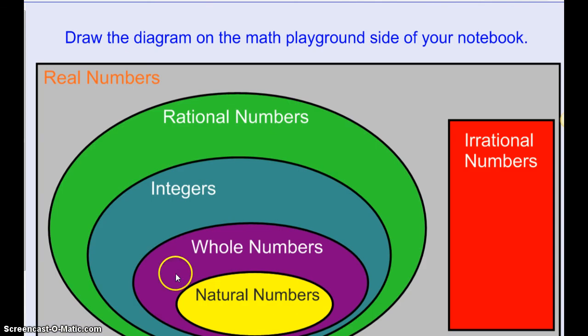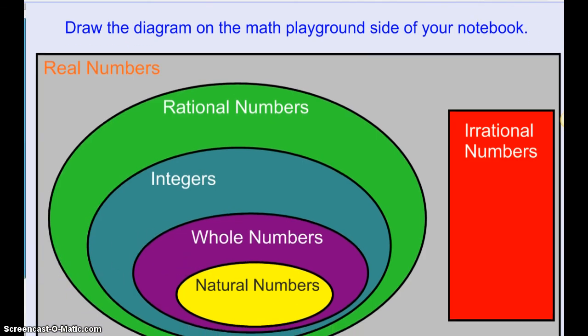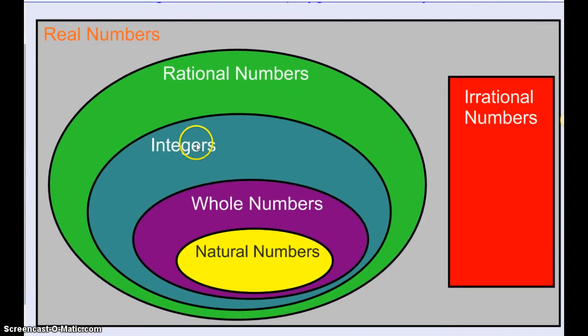Next. All natural numbers are whole numbers. All whole numbers are integers. All integers are rational numbers. Now listen to that drummer, right? Real numbers, here, real numbers is any number we're going to work with right now.